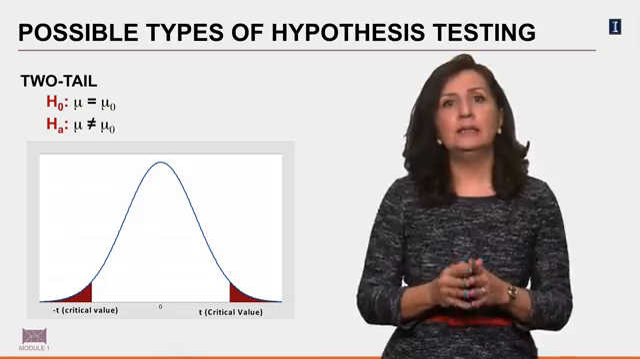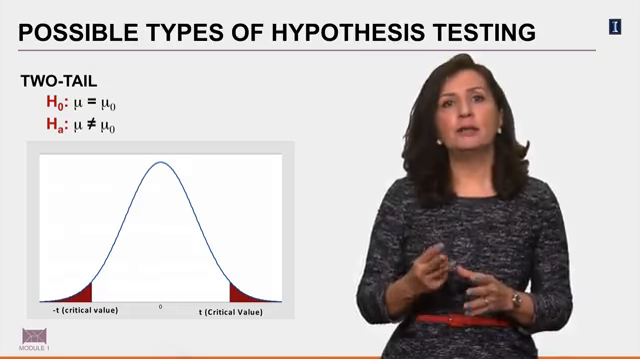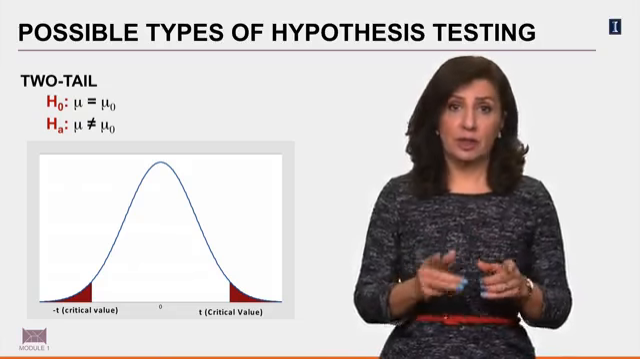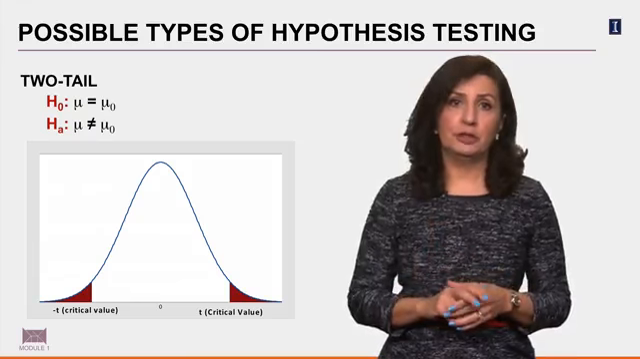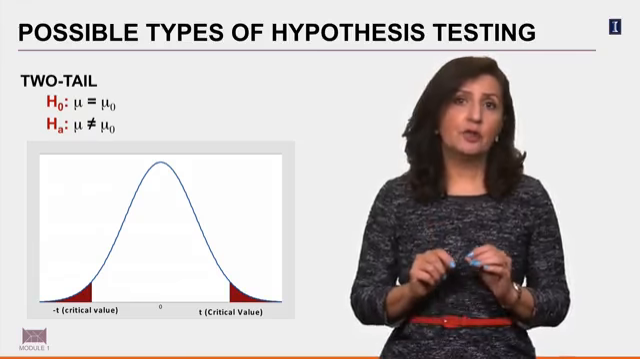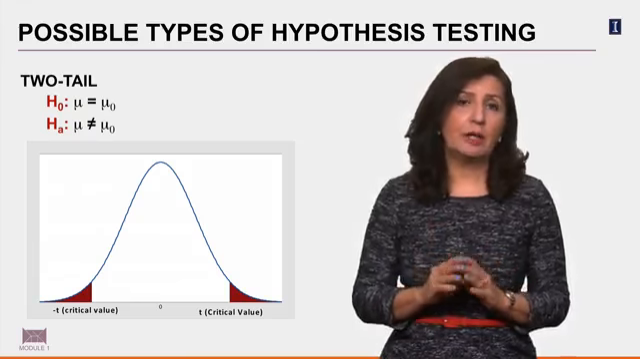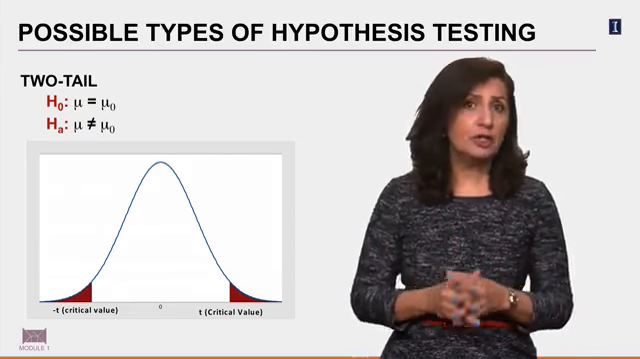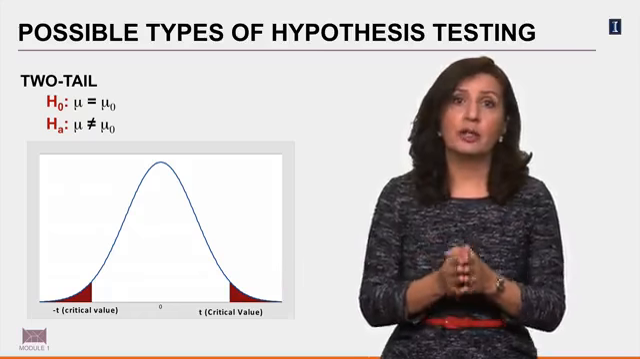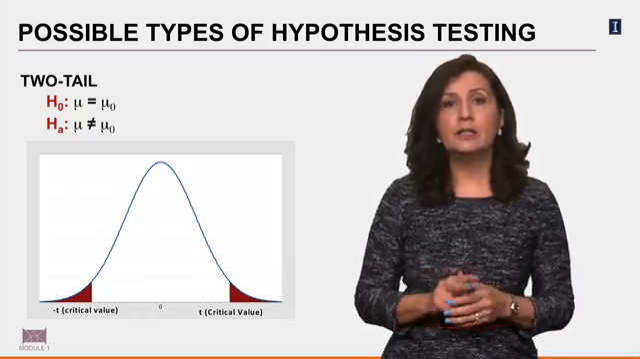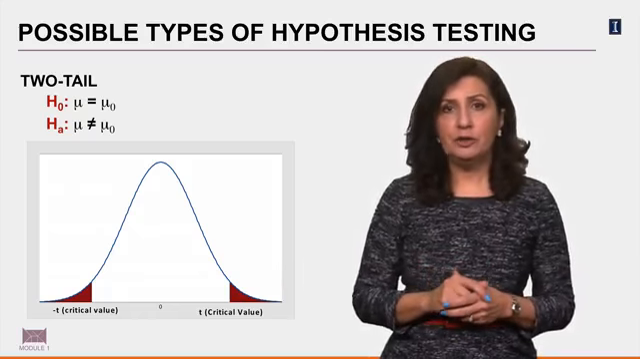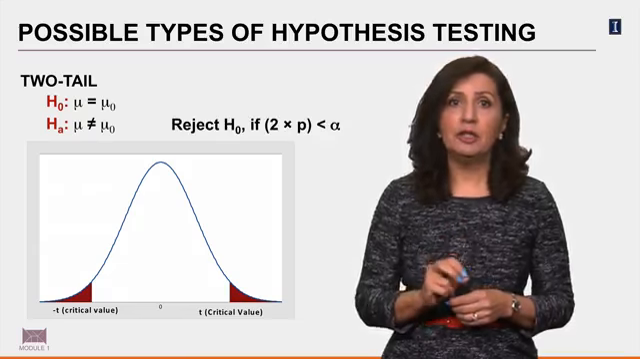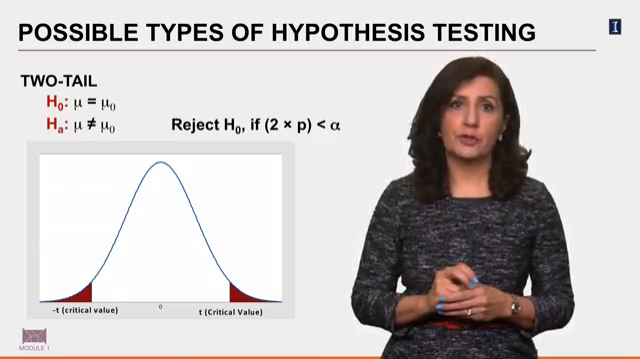When you are testing the mean, then you have 3 possible sets of hypotheses. If it is a test of equality versus not equal, you have 2 rejection regions. You will reject if your sample statistic deviates by too much from the mean in either direction. How much is too much? Of course, it depends on your level of significance. In case of two-tail, find the p-value and multiply it by 2. If that is less than alpha, reject the null hypothesis.